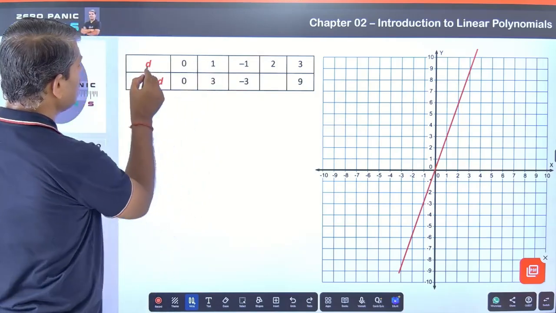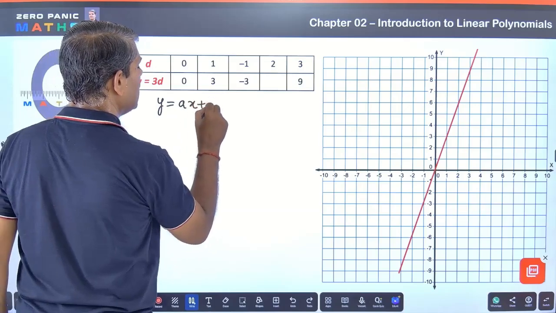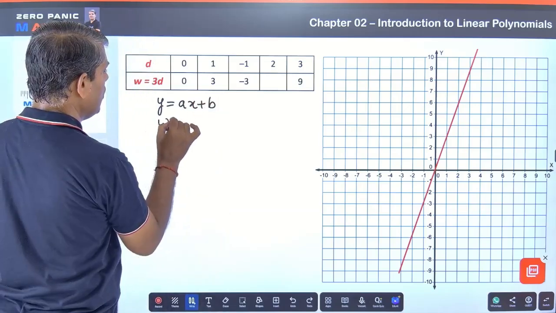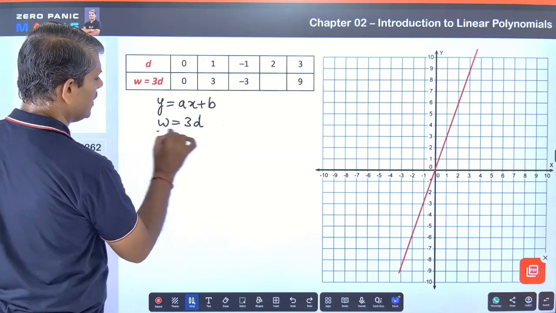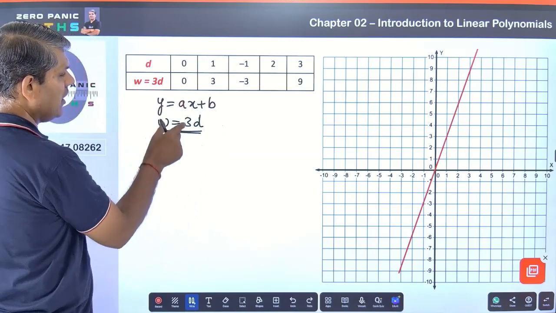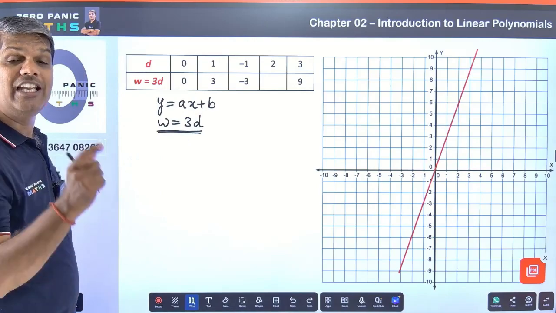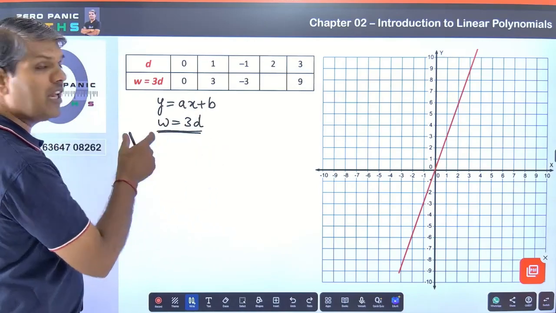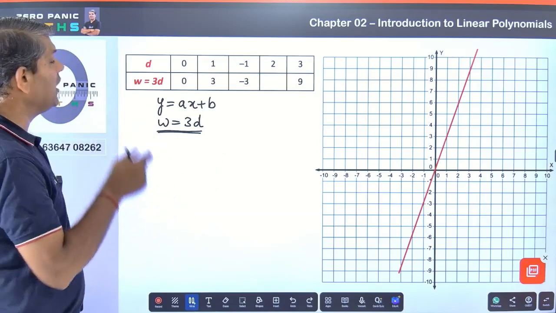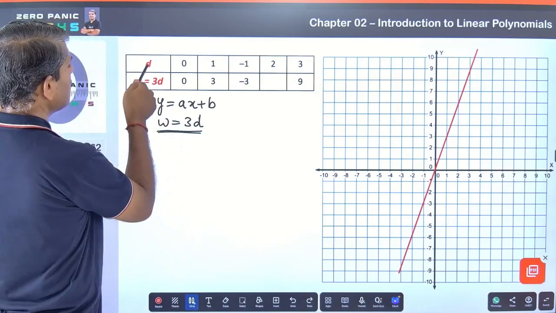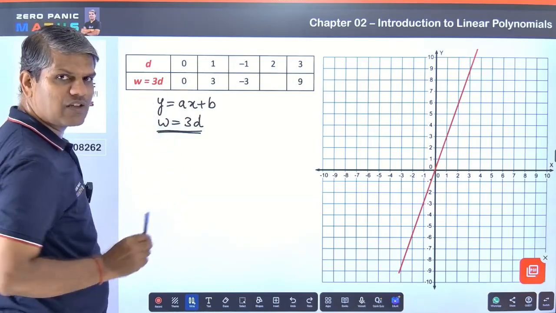Okay, as I already told, the polynomial is y is equal to ax plus b. As you already know, it is W is equal to 3D. We don't have this b part. Can you observe this? This is a linear equation coinciding with y is equal to ax plus b, the standard representation of a linear polynomial. Okay, so D is equal to 0. If you substitute here, W will become 0. That is the first coordinate.